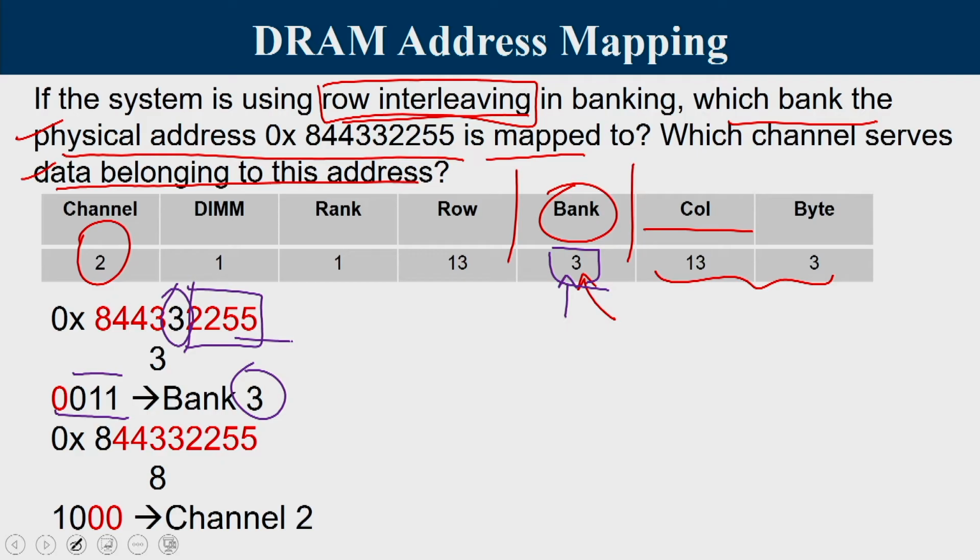Now, if you want to look at the channel, it is the most significant 2 bits. So, the most significant hex digit given is 8. 8 means 1000, and the most significant 2 bits, 10, tell us that it is channel 2. So, this particular address is mapped to bank 3 and channel 2.